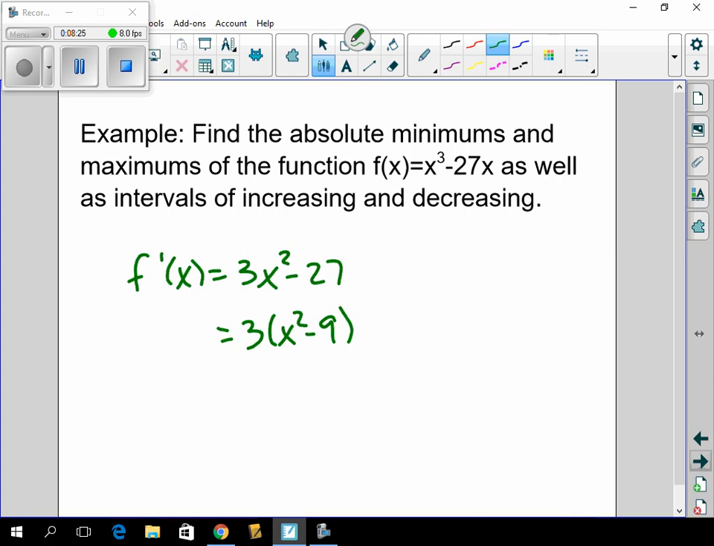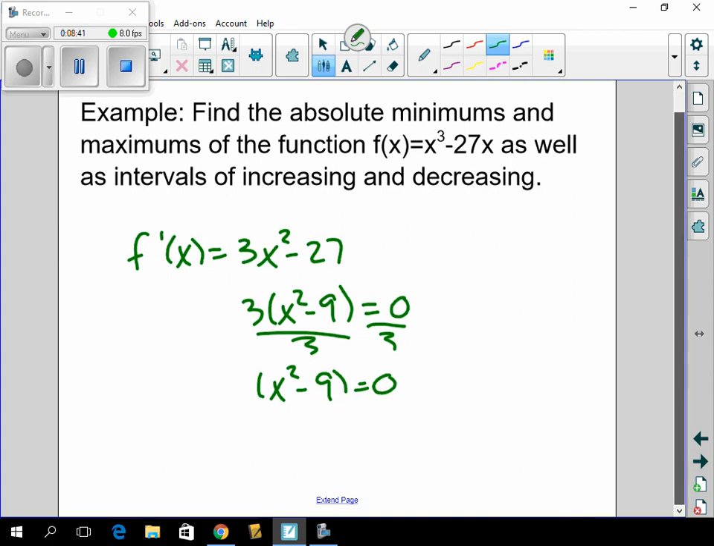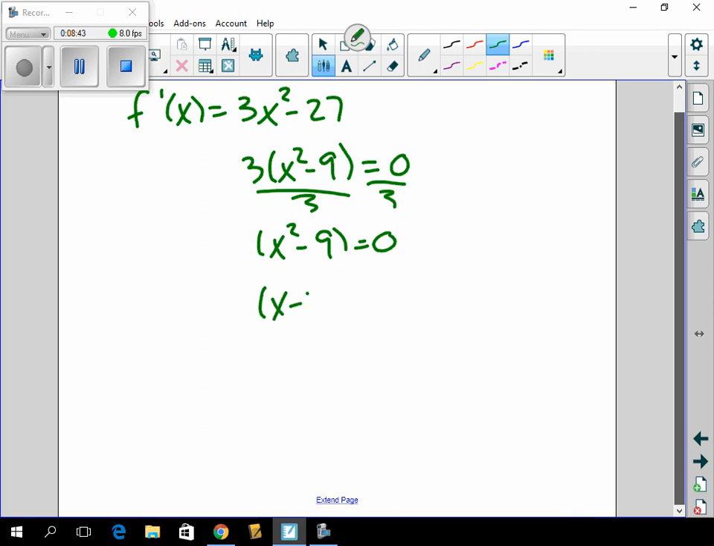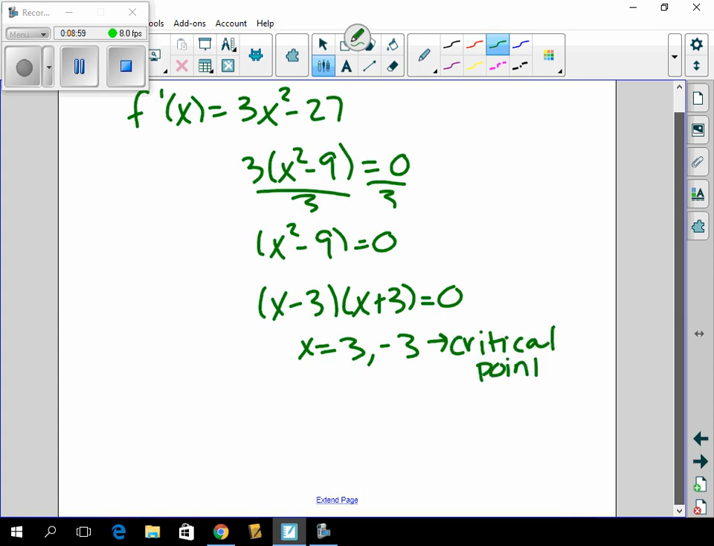So when I'm looking for minimums, maximums, increasing, decreasing, I'm looking at where that derivative is equal to 0. So I'm just going to divide out this 3. So I get x squared minus 9 equals 0. You can either take the 9 over and square root both sides. I like to factor this out just because it reminds me that I have 2 solutions. So I get x equals 3 and x equals negative 3. And so these are my critical points. So these are the ones I'm really focused on.